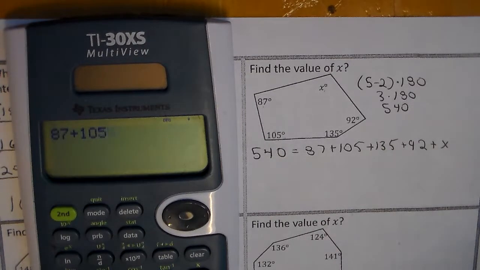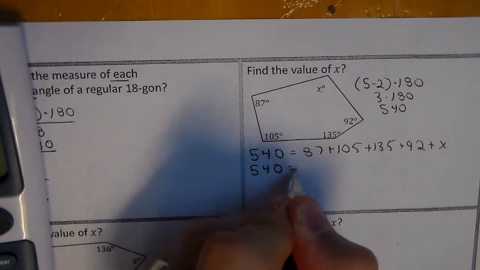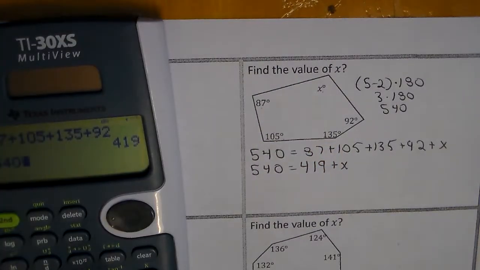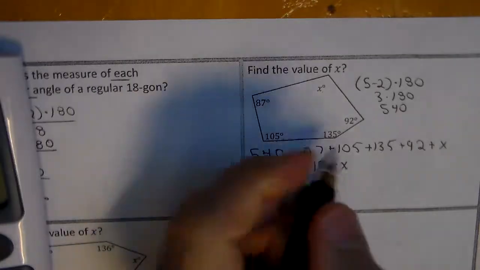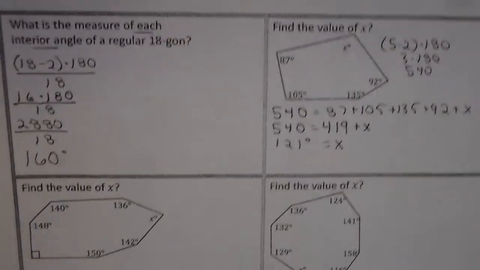87 plus 105 plus 135 plus 92 is 419. And we now do 540 minus 419, and it gives us 121. So x is 121 degrees.